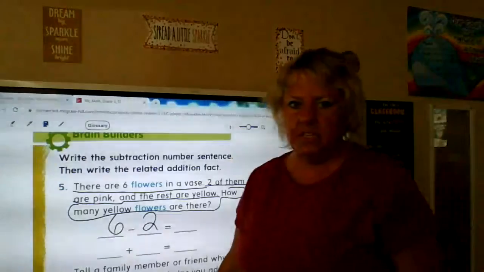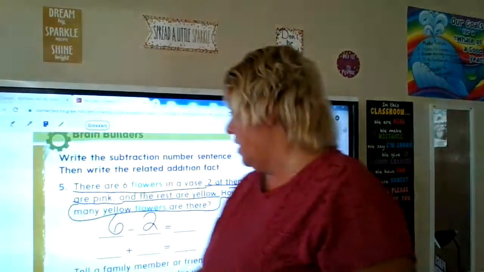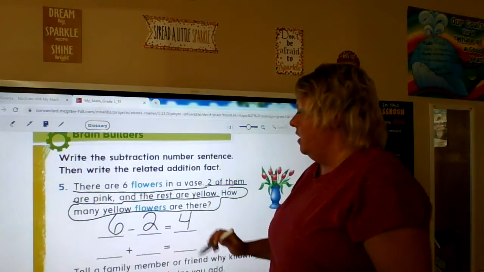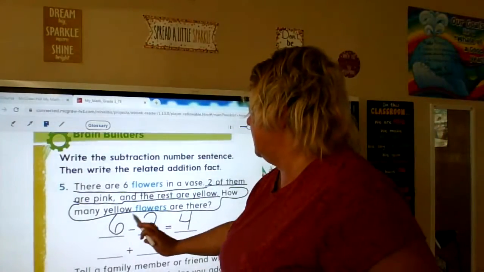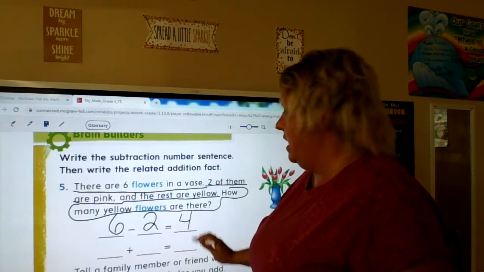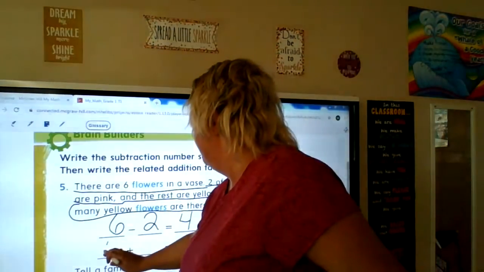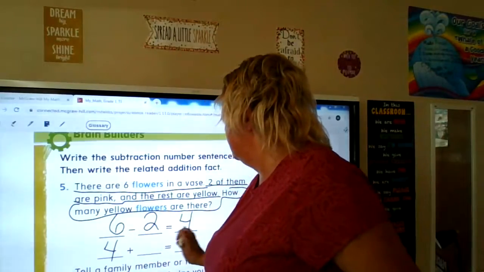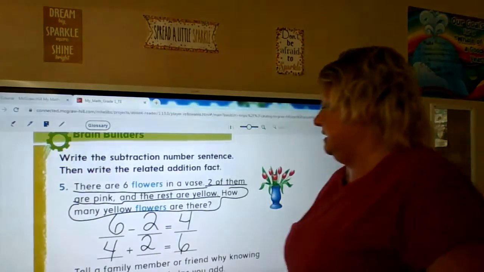6 take away 2. That would be a count back. 6, 5, 4. Or we can think of the parts to 6. What are the parts to 6? 2 and 4. Is 4 plus 2 6? Yep. Let's write our addition sentence that checks that. 4 plus 2 is 6.